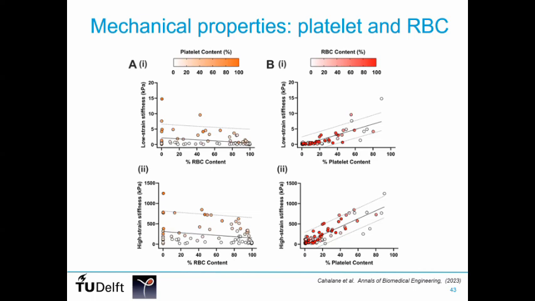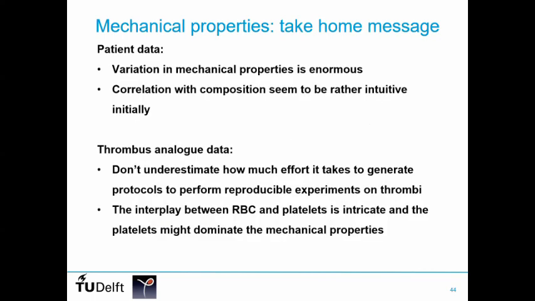So, take-home message for the patient data. There seems to be a rather intuitive correlation initially, right? More red blood cells softer, more platelets stiffer. The variation is enormous, and that might be induced by the interaction between the red blood cells and the platelets, because they have different impacts on the properties, and we did not quantify them separately in these patient data at that time.